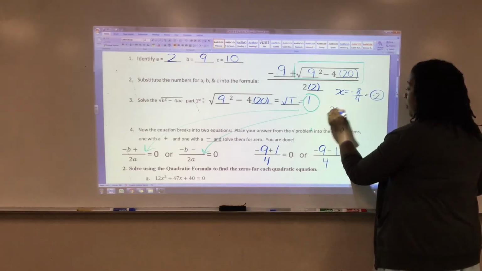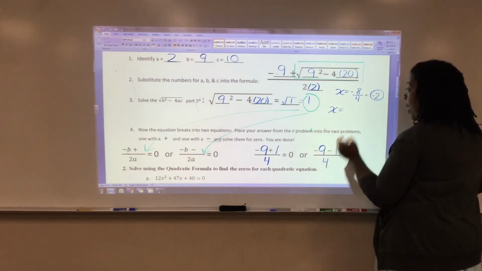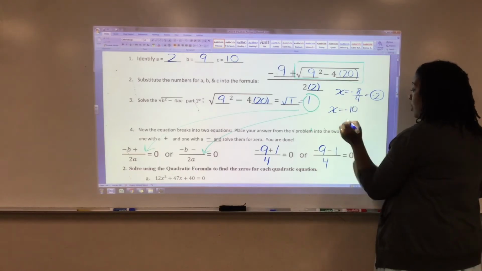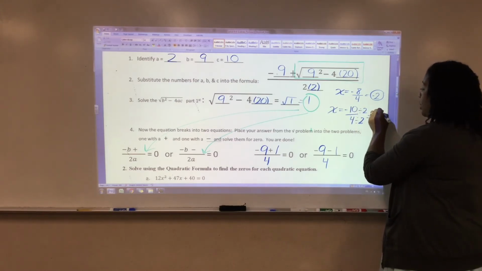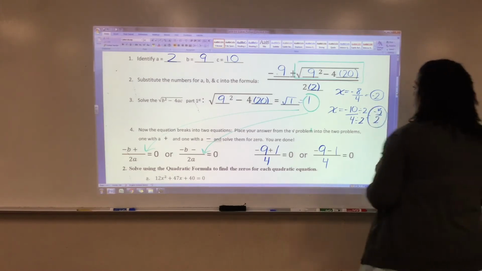The second statement is negative 9 minus 1, which gives us negative 10 over 4. We can divide both those numbers by 2 since it does not turn into a whole number, which would end up resulting in negative 5 over 2.